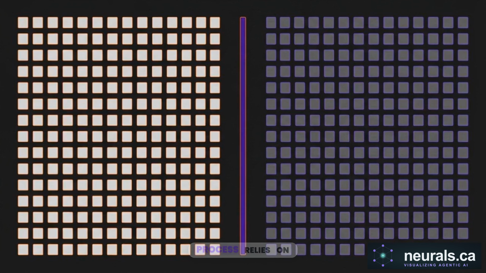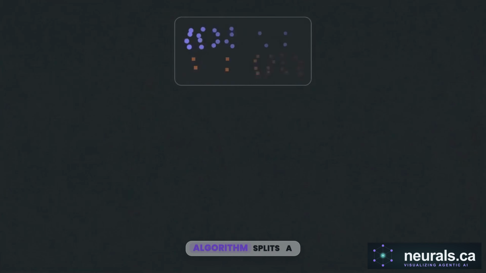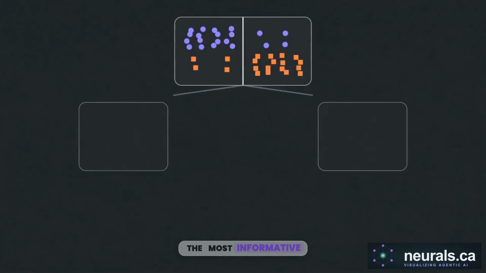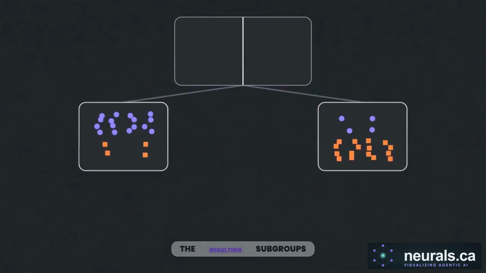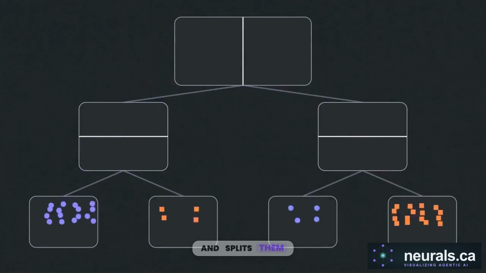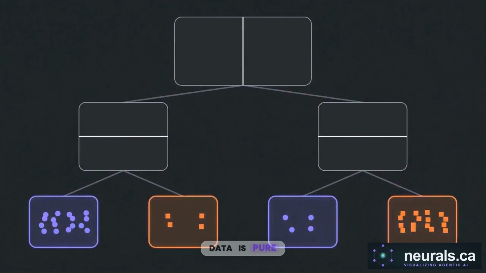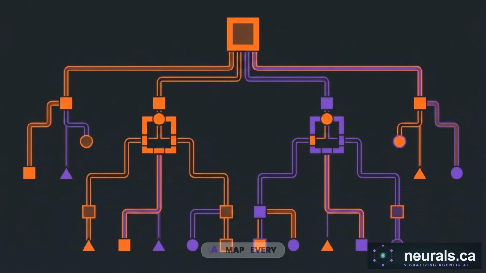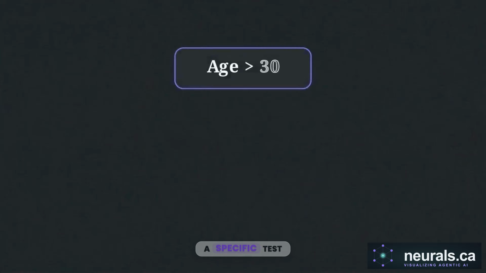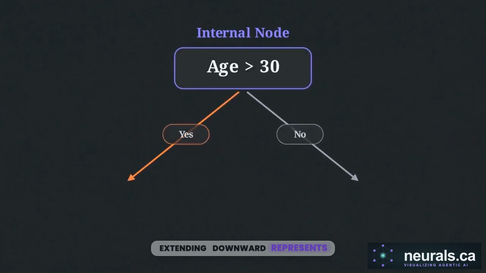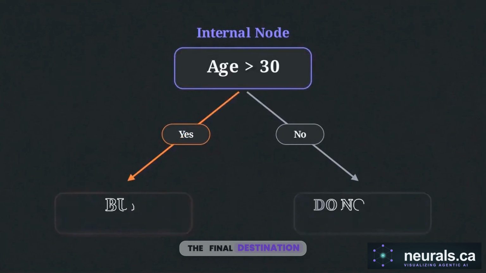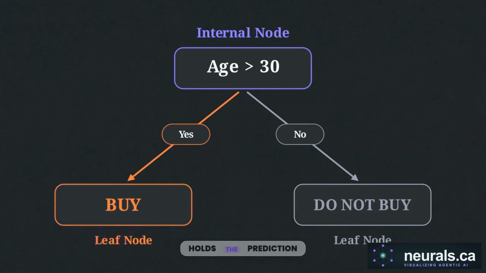The training process relies on a strategy called recursive partitioning. The algorithm splits a dataset based on the most informative question, then takes the resulting subgroups and splits them again until the data is pure. We can read the result like a map. Every internal node is a specific test on a single feature. Every branch extending downward represents an answer, and the final destination, the leaf node, holds the prediction.